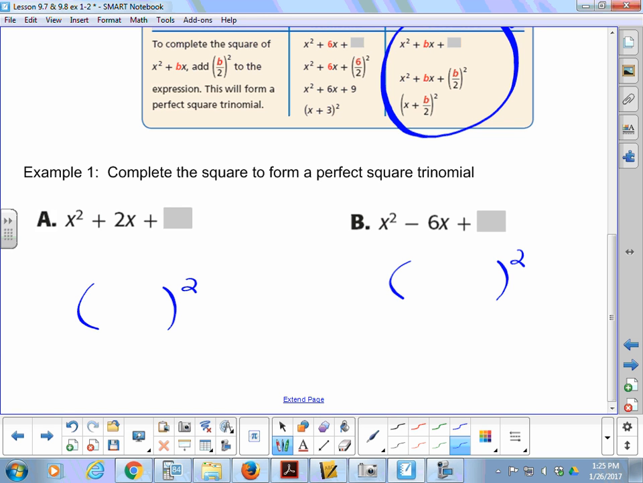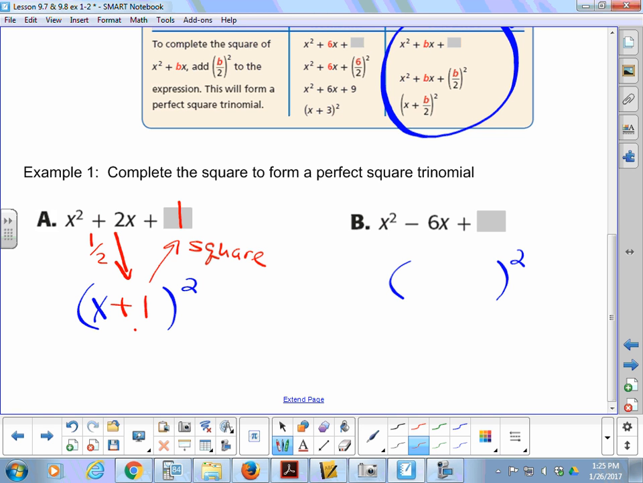First thing, I'm bringing the x down, put it in the parentheses. This is before I even do this part, okay? So I think, okay, what's half of this number? So I'm going to put half of that number down here. And half of 2 is 1, so we got plus 1 there, okay? And then I'm going to go up here and I'm going to square it. And 1 squared is 1. So we have x squared plus 2x plus 1.